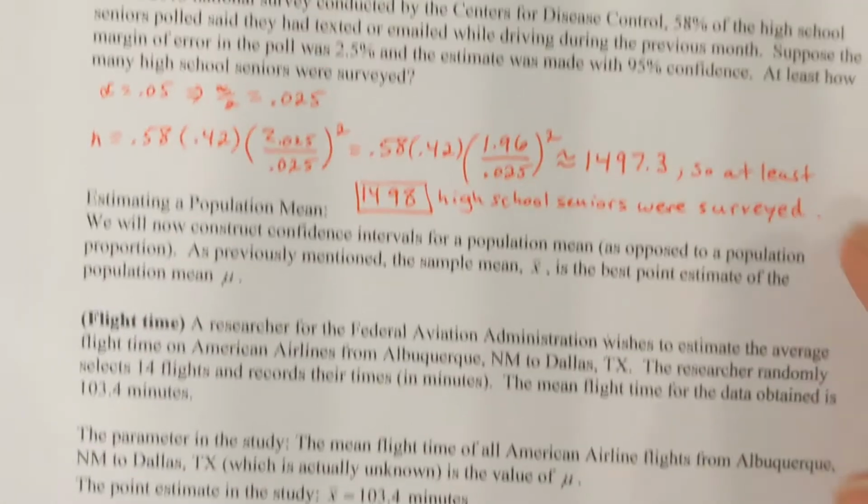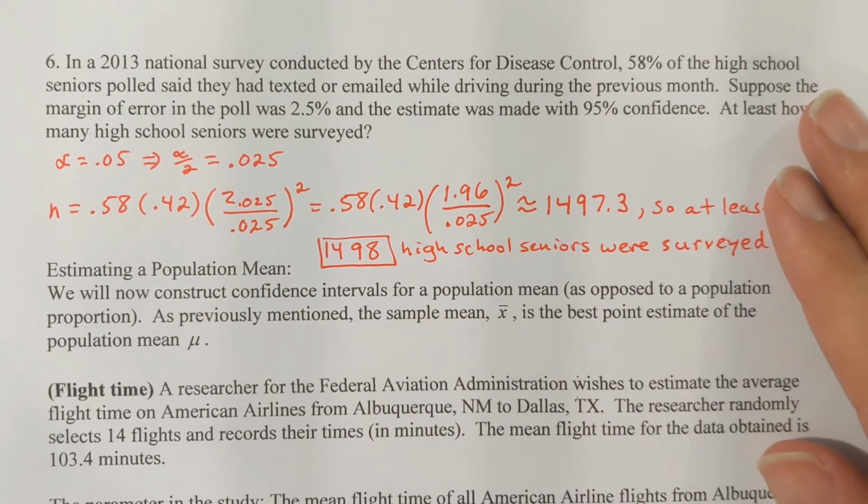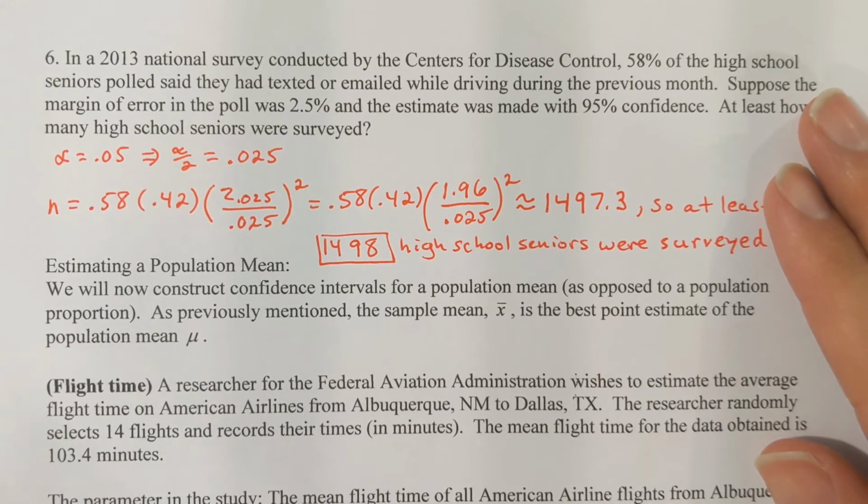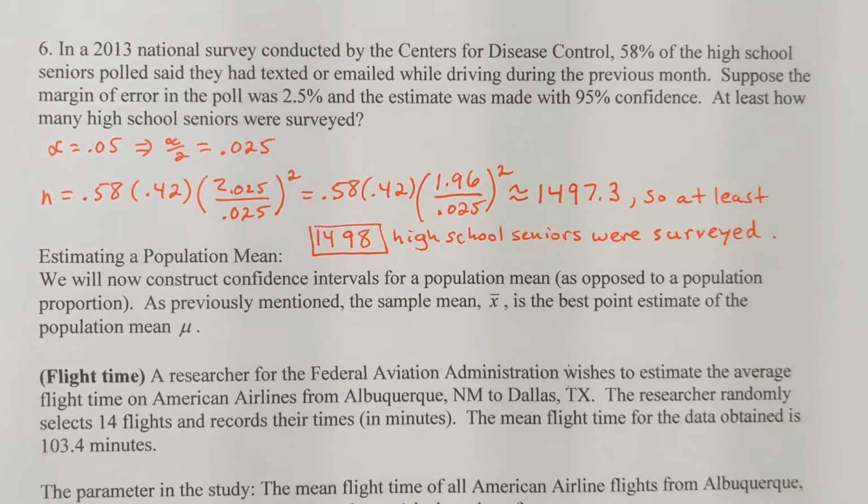Okay, we'll look at problem 6, the last problem in section 9.1. So we'll do that. It says in 2013, a national survey conducted by the CDC, 58% of high school seniors polled said that they had texted or emailed while driving during the previous month. And suppose that the margin of error in the poll was 2.5%, and the estimate was made with a 95% confidence level. At least how many high school seniors were surveyed?